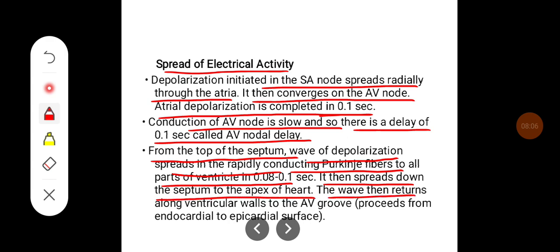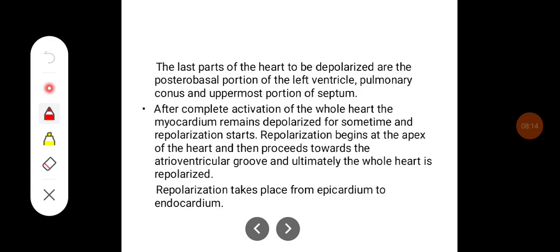The wave then returns along the ventricular walls to the AV groove. Then it proceeds from the endocardial to the epicardial surface. The last parts of the heart to be depolarized are the posterior basal portion of the left ventricle, the pulmonary conus, and the uppermost portion of the septum.